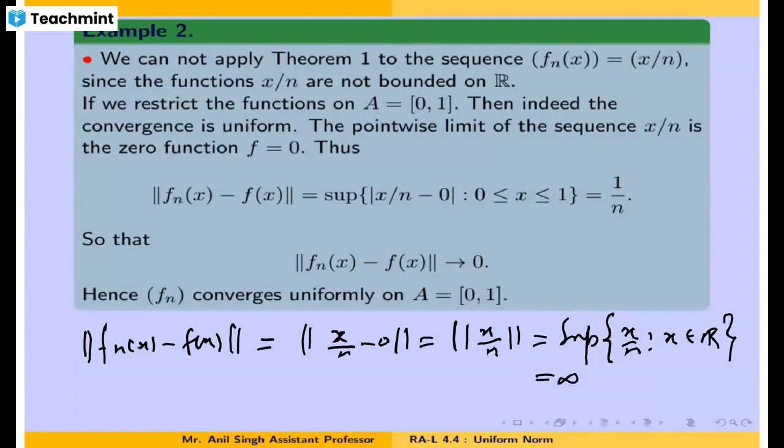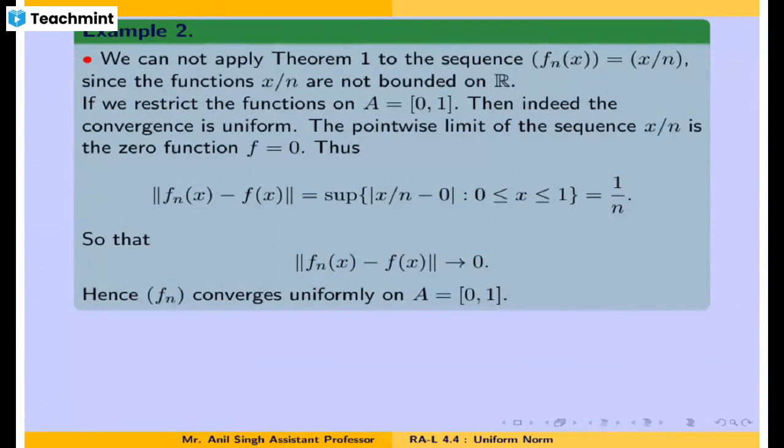इसका supremum इन्फिनिटी आएगा, तो उधर से हमें पता चल जाता है कि आपकी जो सीक्वेंस है f_n minus f, in that case it doesn't converge to zero, क्योंकि सीक्वेंस आपके पास zero को कन्वर्ज करनी चाहिए. So that says that theorem one cannot be applied to the sequence of unbounded functions. These functions are unbounded when you are taking the domain to be the set of real numbers.